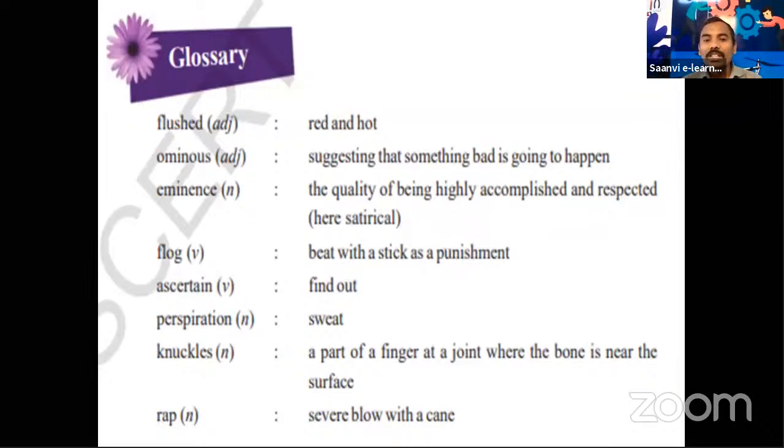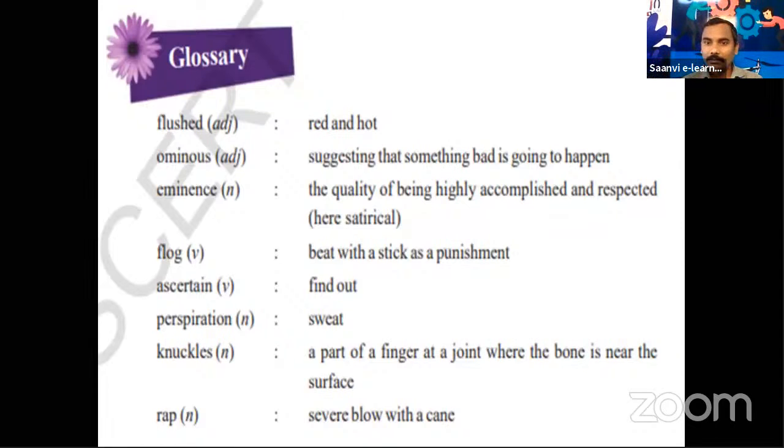Flog, it means to beat with a stick as a punishment. You are always flogged in your school by your class teachers, isn't it? So when you are absent, when you don't complete your homework, when you don't complete your classwork book, you are usually flogged by your teachers. Ascertain, it means find out. You need to ascertain. It means you need to find out.